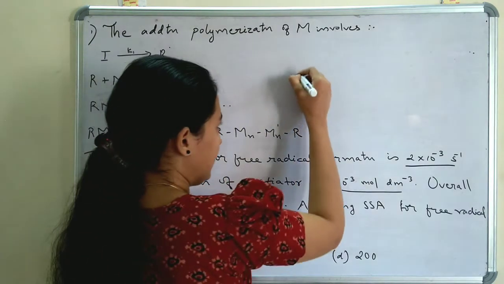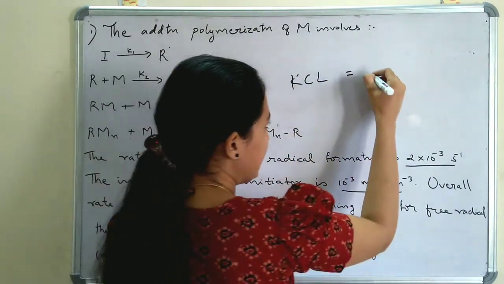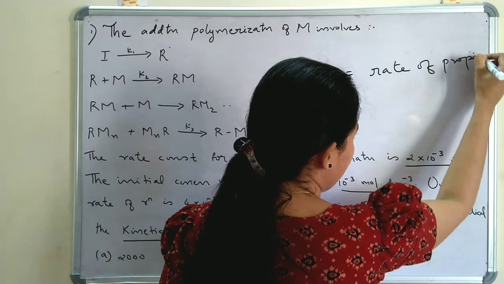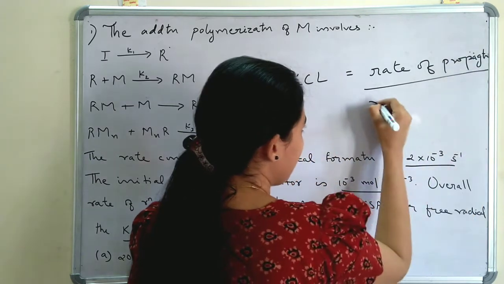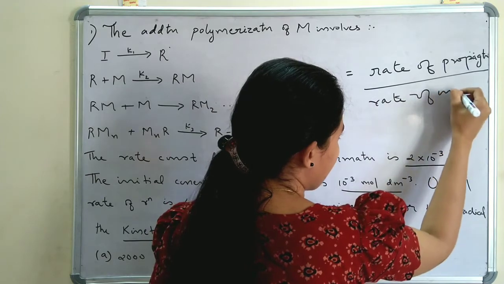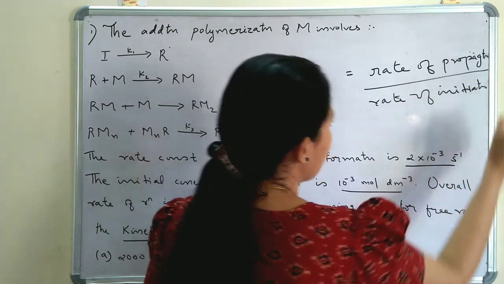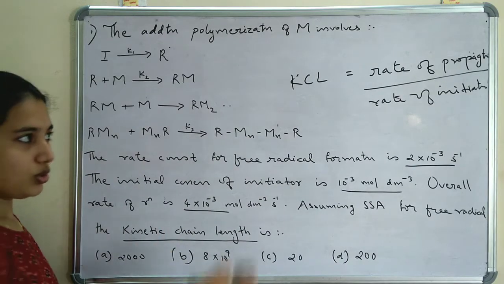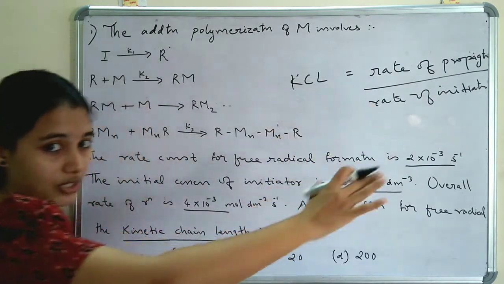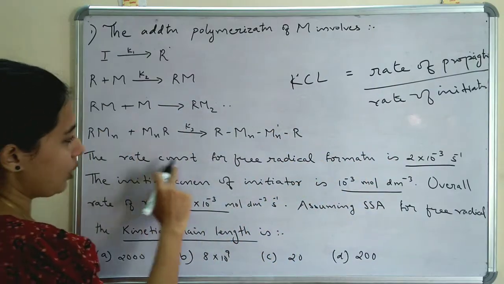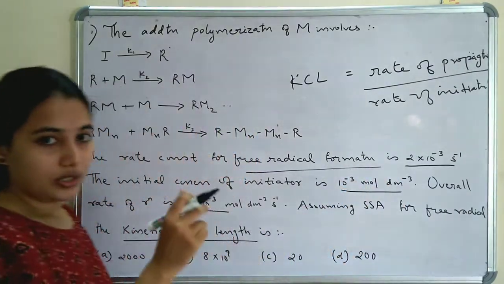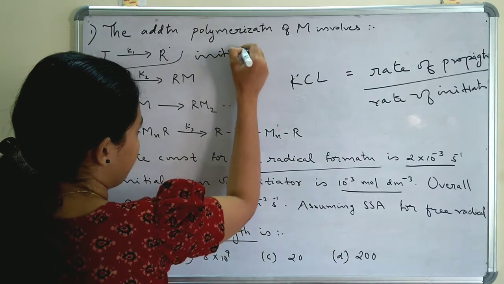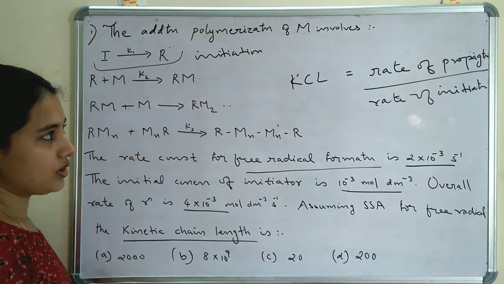The equation is kinetic chain length is equal to rate of propagation divided by rate of initiation. So here the propagation reaction rate is the overall rate of reaction. So overall rate divided by rate of initiation. So rate of initiation is given by the rate constant for free radical formation. The free radical, the first step is the initiation step. So we can substitute the values here.